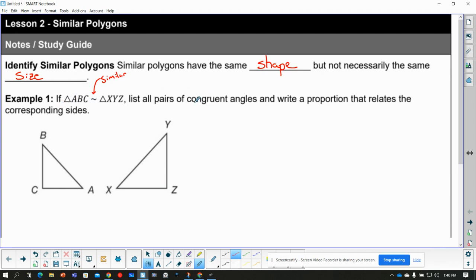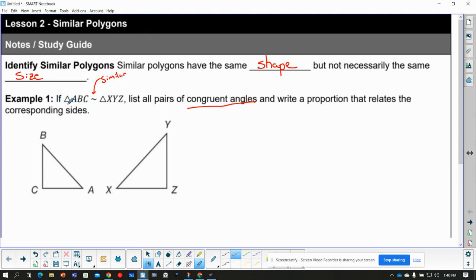In this example, it says list all pairs of congruent angles. And you may remember from the last lesson that I talked about this a little bit, that similar shapes have congruent angles, but the sides are proportional. So there's two things we're going to have to do, and you're going to have test questions that do this exact same thing. It wants you to list off all the angles that are congruent and then all the sides that are proportional.